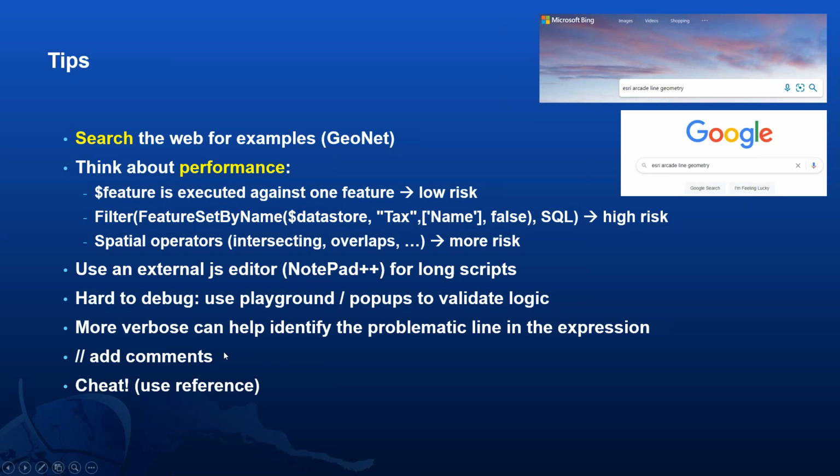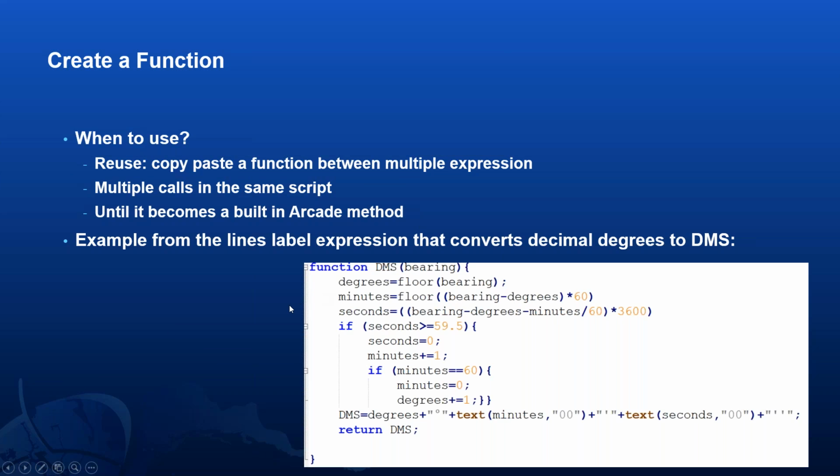Put comments so you know what you did for later, and cheat. Especially when you Google, you'll find other people doing the same thing. So use those as reference and tweak it to make it work for you. And when you have something working that is useful for others, please post it as a blog, maybe in the Parcel Fabric place on GeoNet so others can use it.